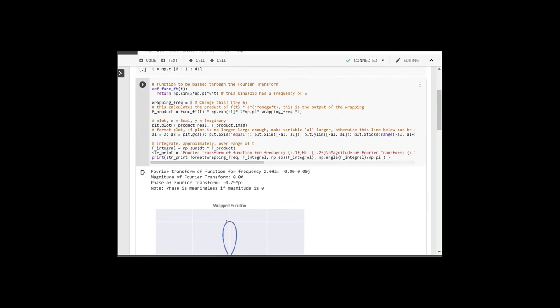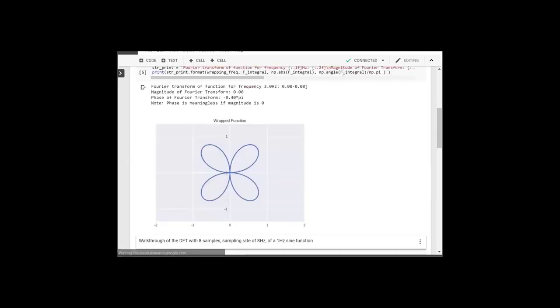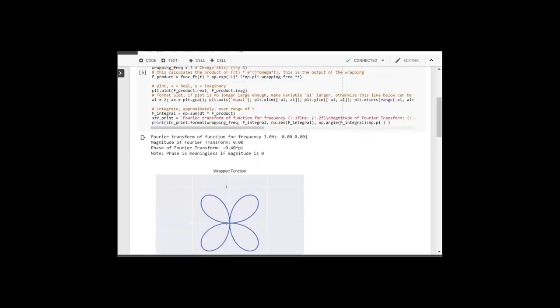Let's try 3. There's 3. So again, it's being wrapped around. Basically, all we're doing, and to understand what this is doing visually, is taking the sine wave and multiplying it by e to the I theta. And e to the I theta will just take it and wrap it around this axis. So it's just sort of taking this and wrapping it around.